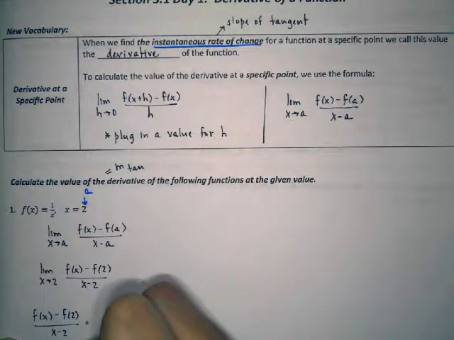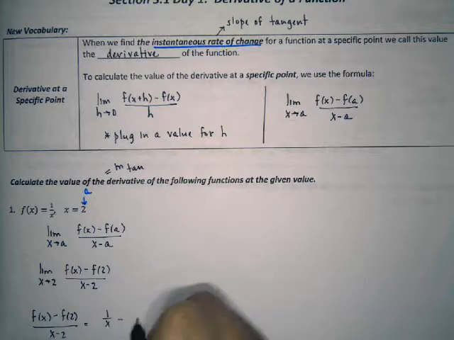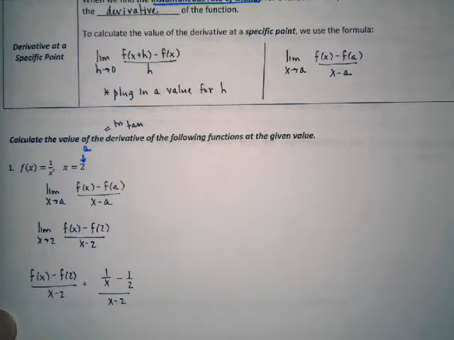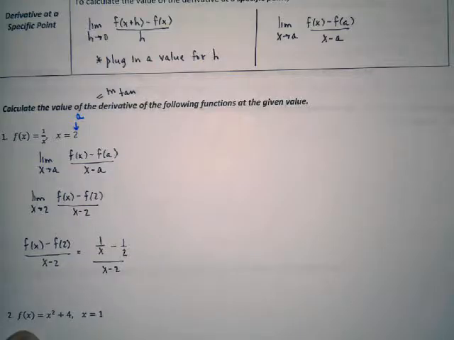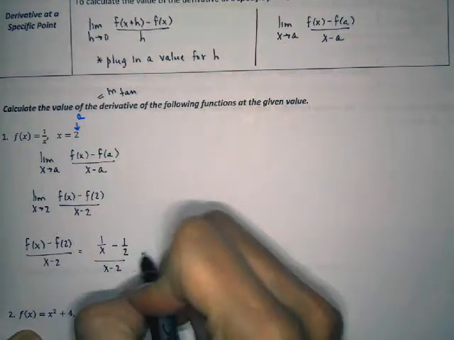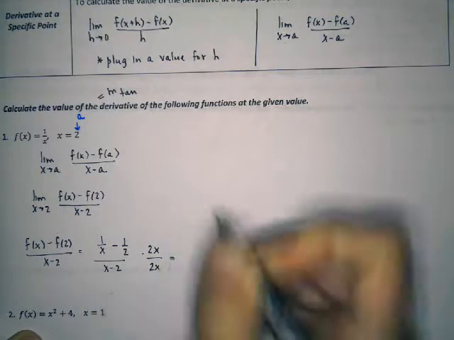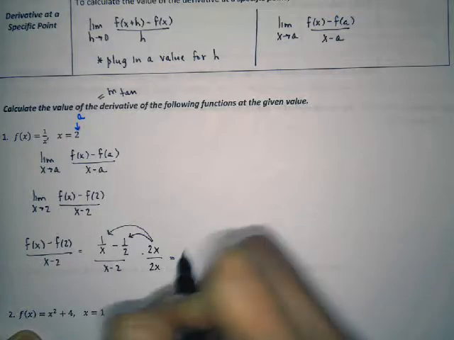And now f of x I know is 1 over x. F of 2, if I plug in, is just 1/2. And now I have x minus 2 in my denominator. So now you can see if I scoot this up, sorry about that, that I have a complex fraction. So I'm going to go ahead and kind of kill off those fractions by multiplying the top and bottom by 2x. And remember, this 2x is going to be distributed to both of these terms.